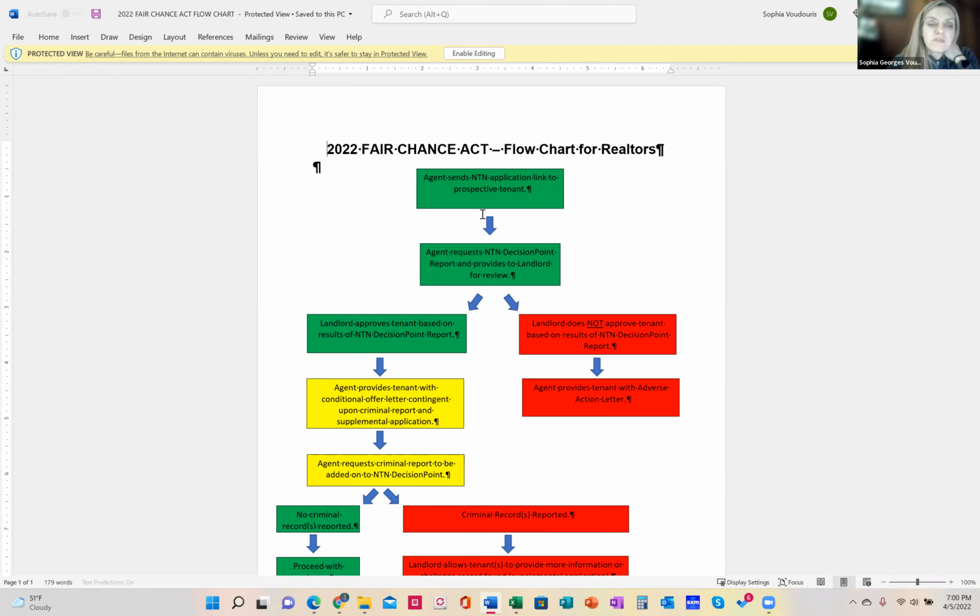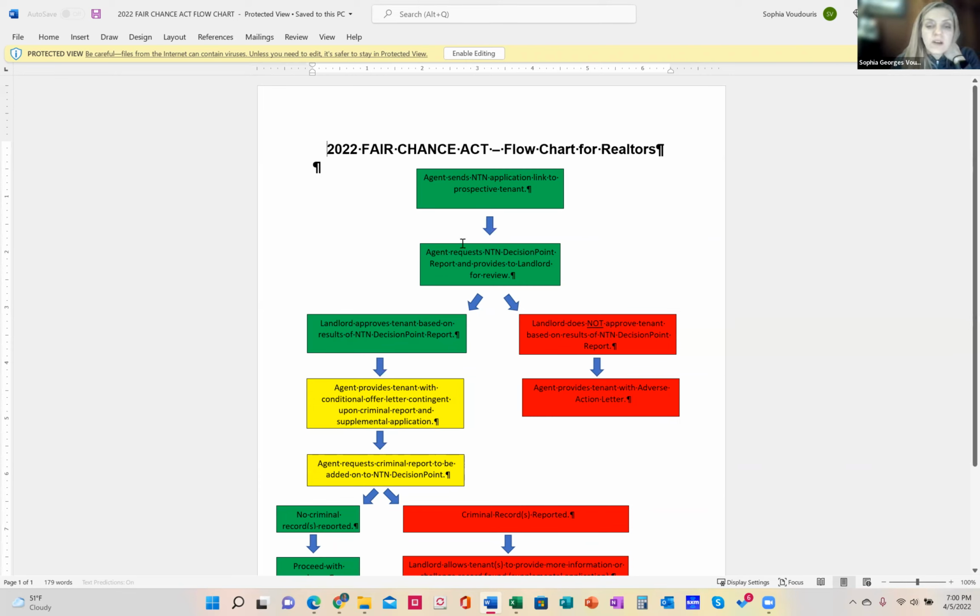If there's an adverse event on that report, they get an adverse letter that you can share with the tenant. But the tenant does not get the actual decision point report. That goes to the landlord. So the landlord, based on that decision point, approves them, or they can reject them. If he rejects them, then the agent provides the tenant with an adverse action letter so that the tenant knows you were rejected. This is why you got an adverse letter on there.